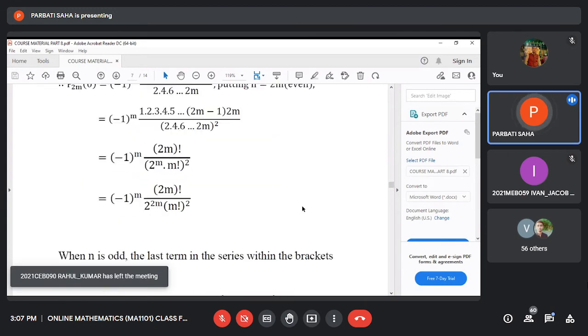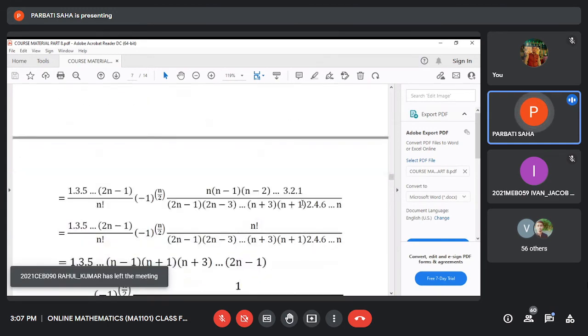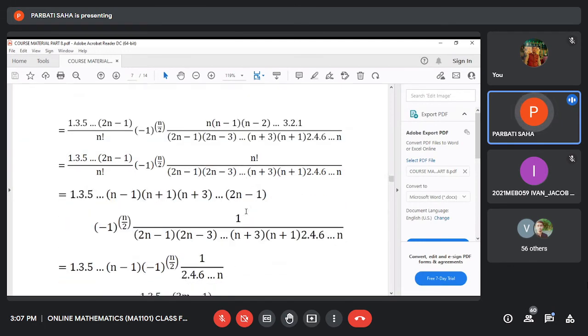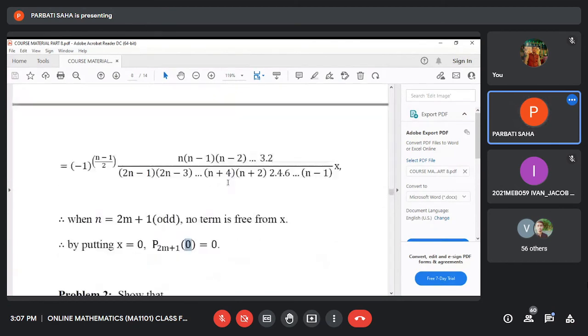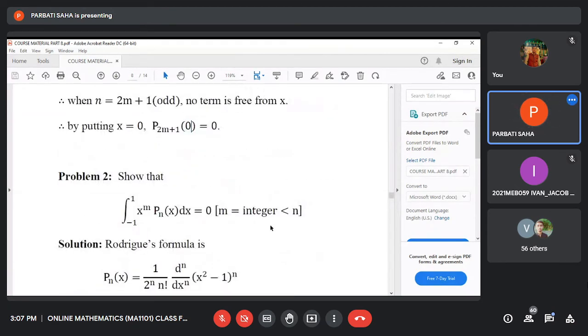You see here, these are some algebraic computations. May I proceed to the next problem? All calculations I have done. Okay. Now you have to solve this problem.